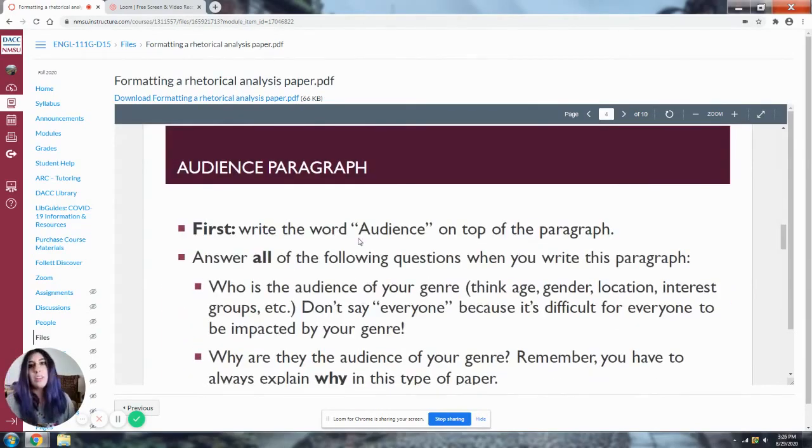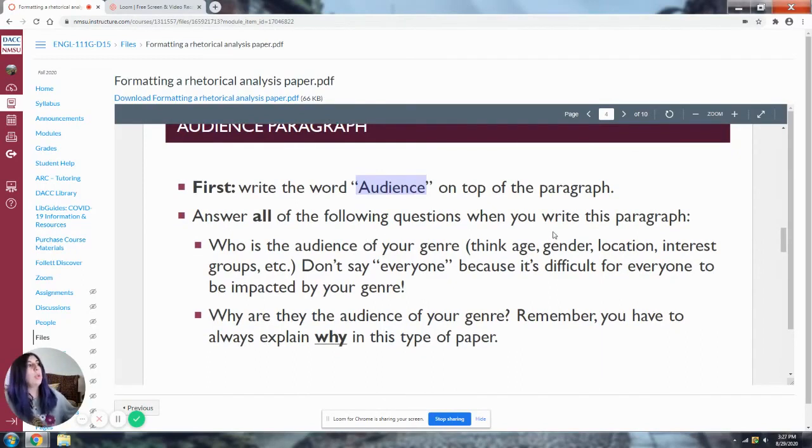So, and again, after the introduction, it doesn't really matter what order you go in, but this is the order that I'm suggesting. But you need to analyze audience. And what I mean by audience, now if you're using section headings, write the word audience at the top of the paragraph so that your audience knows that the introduction is done, and now you're going to really start analyzing. If you want to just use a topic sentence, just explain what an audience is first. And then answer all of the following questions with the audience paragraph.